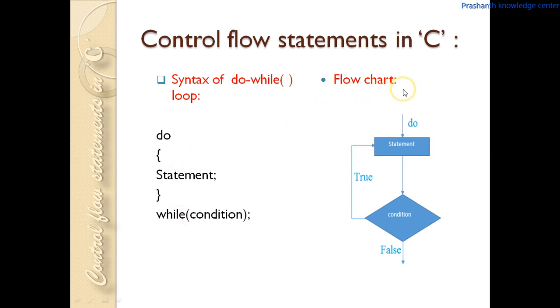Here I am explaining the flowchart. The do statement is executed, and then it checks the condition. If it is true, it comes back to the statement, and this continues until the condition is false. When the condition becomes false, the loop will be terminated. Only for the do while loop, after the while condition we use the semicolon, but for none of the other loops do we use the semicolon.